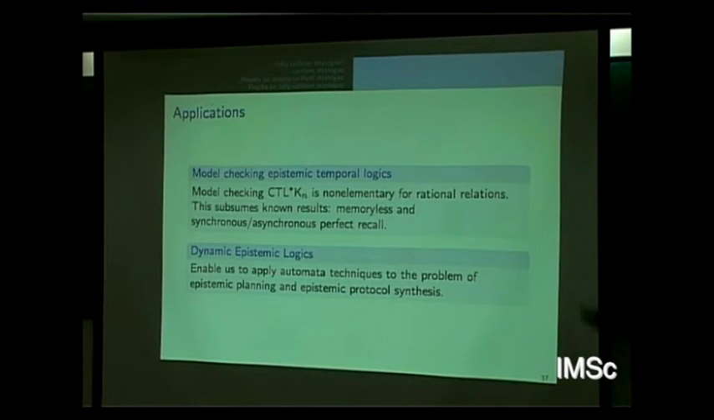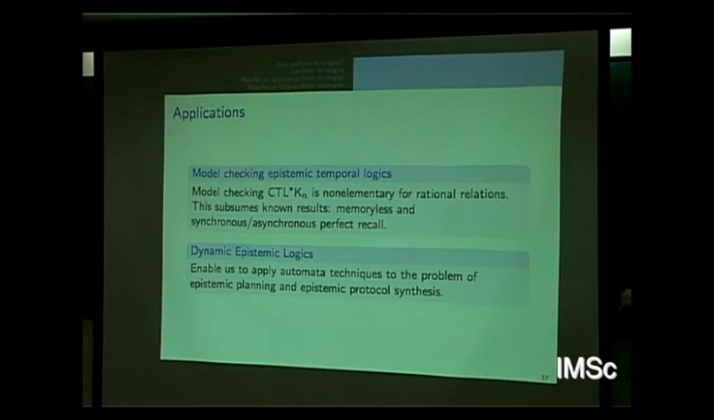You can apply them to some other domains, like for example, model checking epistemic temporal logics. For example, CTL star KN. It was known to be decidable for memoryless relations, perfect recall, asynchronous. It was more or less known also for perfect recall asynchronous. And now we know that it's decidable and non-elementary for all rational relations, because you can easily encode it into a game where you have just one player. And like player 1 doesn't play, player 2 simulates all the runs of the system.